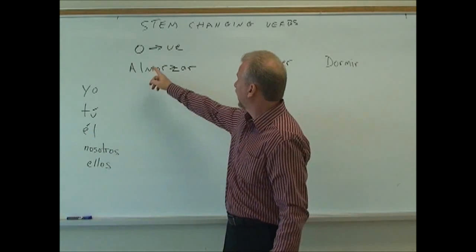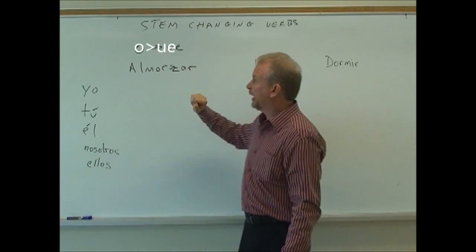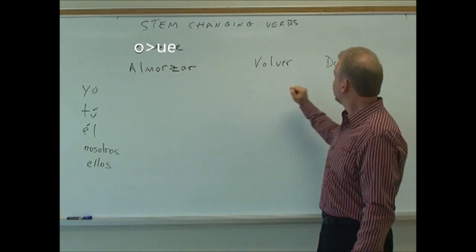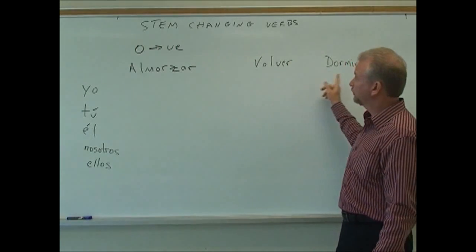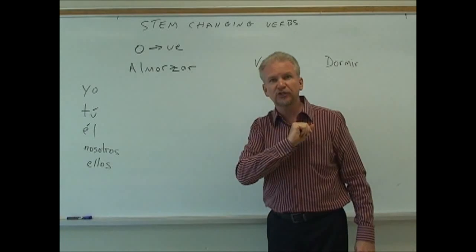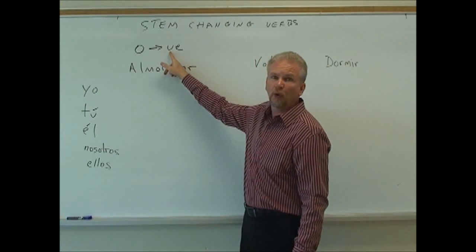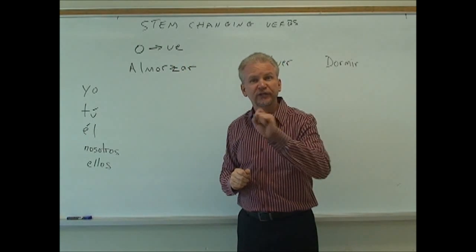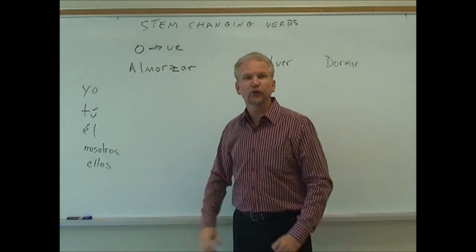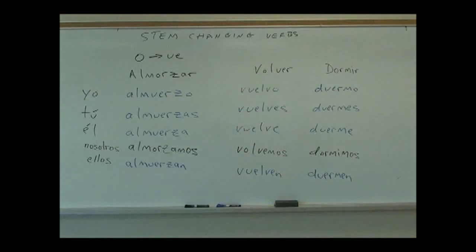In this example, we have verbs that have an O in them: almorzar, volver, dormir, right? To have lunch, to return, to sleep. The stem-changing part is the O changes to UE when we're conjugating the verbs, except for the nosotros form. Let's take a look at the verbs conjugated.